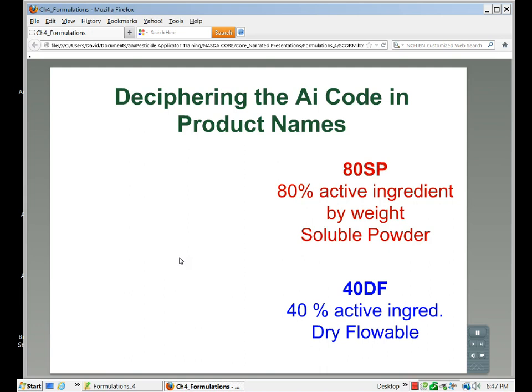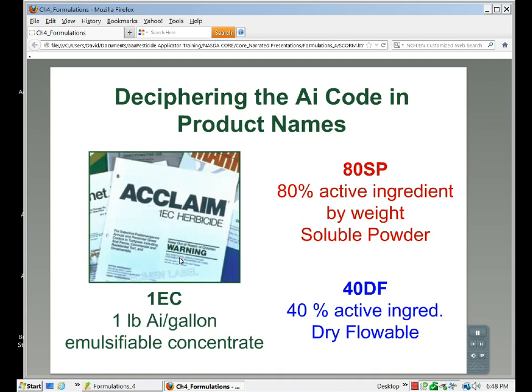With liquid formulations, numbers usually relate to the number of pounds of active ingredient found in a gallon of the formulated product. So a Claim 1EC herbicide contains 1 pound of active ingredient for each gallon of formulated product.